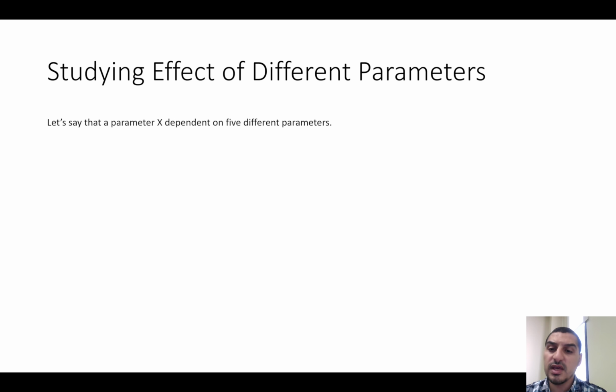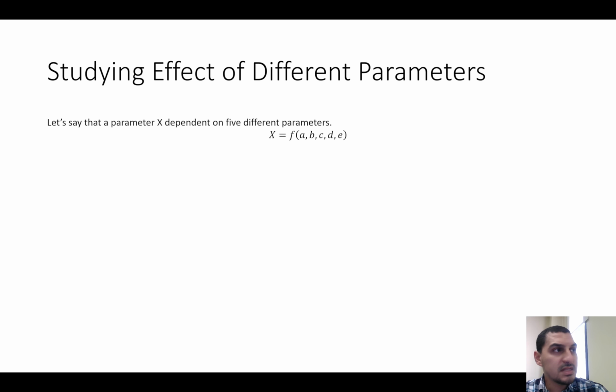So let's say we have a parameter x that is dependent on 5 different parameters. So x is a function of a, b, c, d, and e. And we are interested in doing some experiments to study the effect of the 5 parameters on x, so we can design our systems accordingly, and have a good understanding of this effect and act accordingly. So let's say these are the 5 parameters that we have, and we want to study the effect of each one of them.